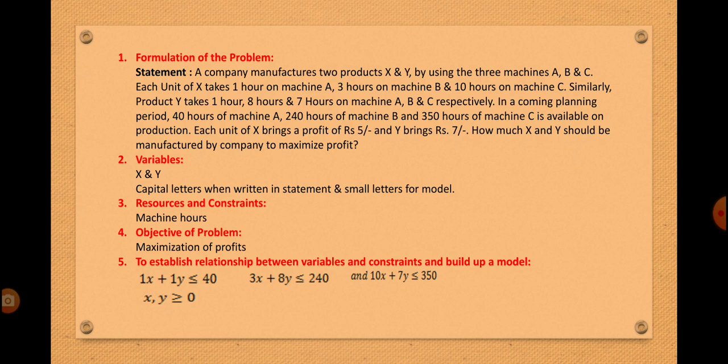Next is how to identify the objective. To maximize the profit, how much of X and Y are to be manufactured? It is written in our statement. That is, the maximization of profit, or you can say the maximization of returns, is the objective of this problem.